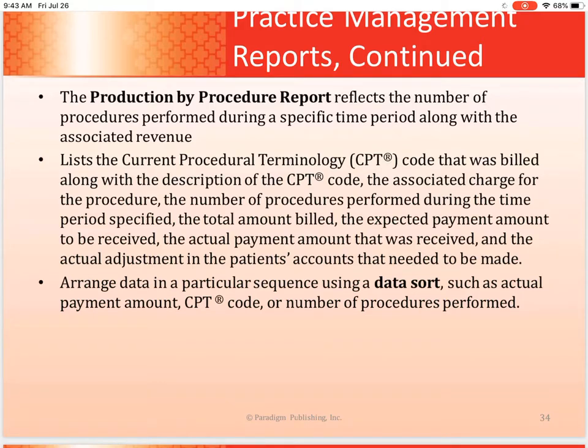This report lists the CPT code that was billed along with the description of the CPT code, the associated charge for the procedure, the number of procedures performed during the time period specified, the total amount billed, the expected payment amount to be received, the actual payment amount that was received, and the actual adjustment in the patient's account that needed to be made. Another useful data sort would be by actual payment amount. A data sort is arranging data in a particular sequence from high to low or low to high.